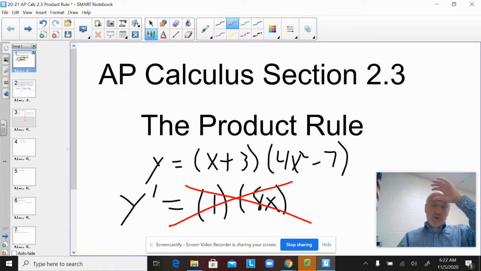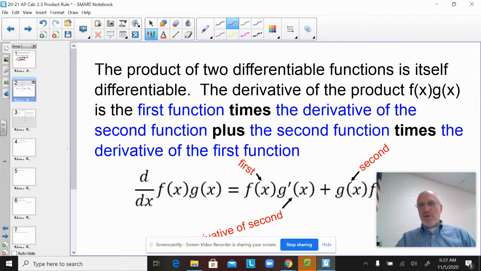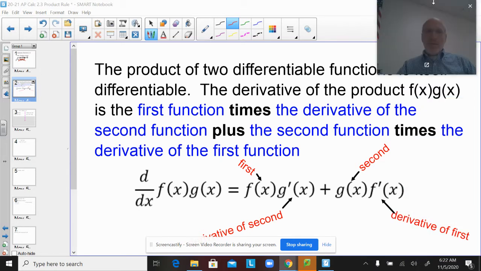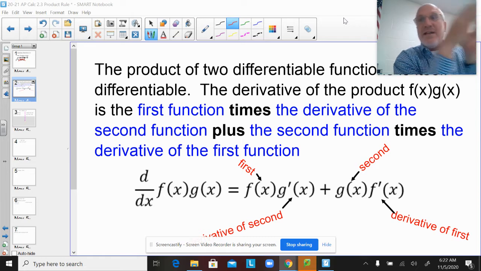So here's the actual rule, and it sounds more confusing than it is. It says the product of two differentiable functions is itself differentiable. So if f has a derivative and g has a derivative, so does f times g. And the derivative of the product f of x times g of x is the first function times the derivative of the second function plus the second function times the derivative of the first function.